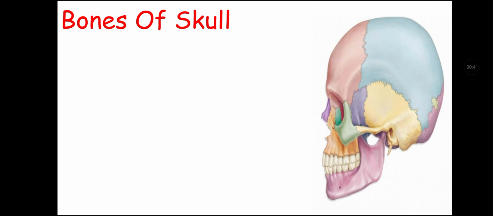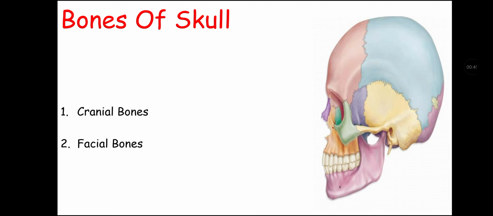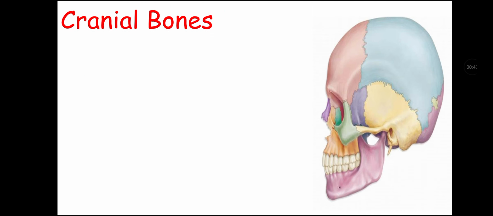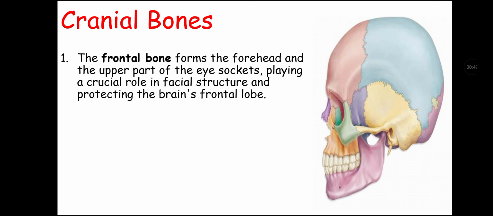Now let's talk about the bones of the skull that are categorized into two categories, that are cranial bones and facial bones. We will start our topic with the cranial bones. Cranial bones include the frontal bone that forms the forehead and upper part of the eye socket. Here you can see in the diagram that the part of the skull that is slightly pink in color, and that forms the forehead and upper part of the eye socket, is the frontal bone. It plays a crucial role in facial structure and protecting the brain's frontal lobe.